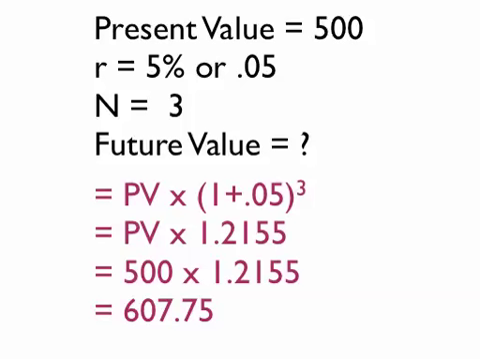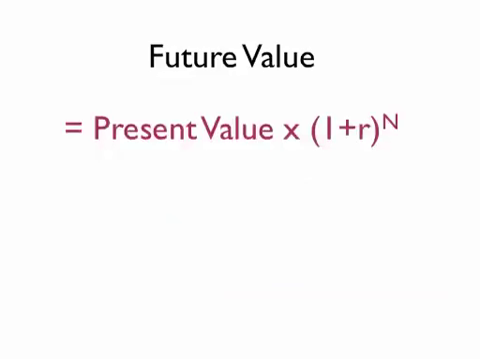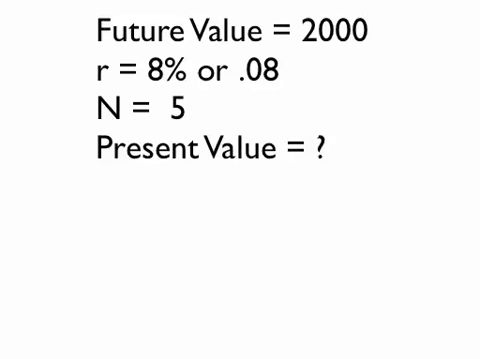So to think about this, if something, for example, weighed 500 kilograms a day and it was increasing at a rate of 5% a year, at the end of the third year it would weigh 607.75 kilograms. All right, let's think about a future value. Future value is calculated is equal to the present value times our factor. In this case, if the future value is 2,000 and we were increasing at 8%, or 0.08, and the number of periods was 5, what would the present value be?